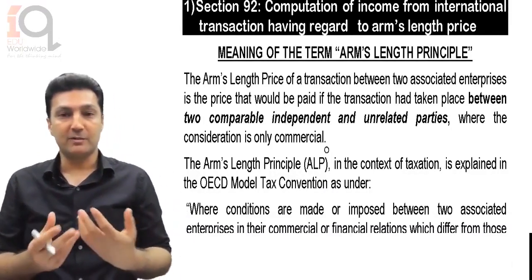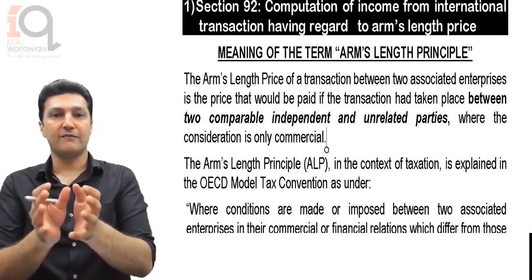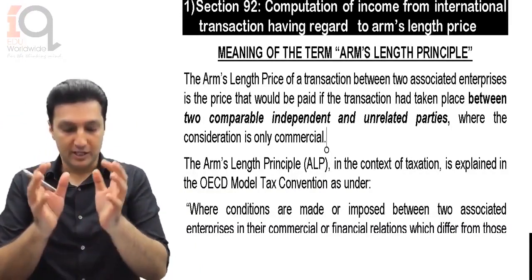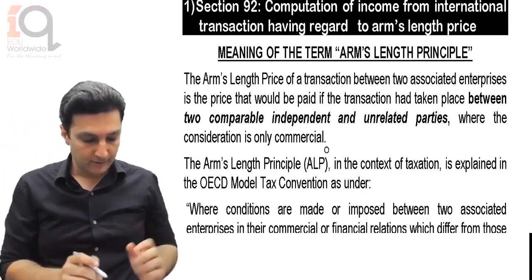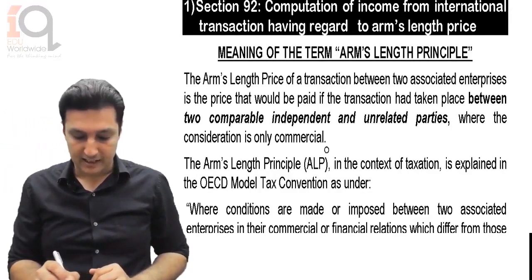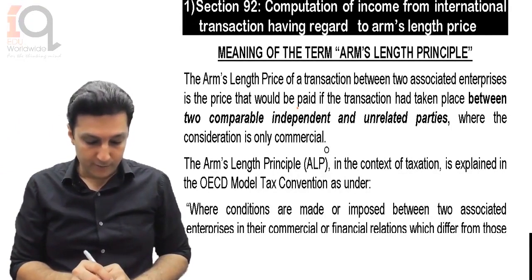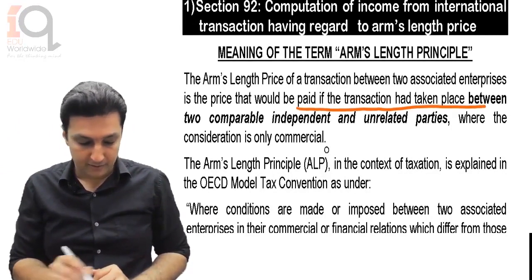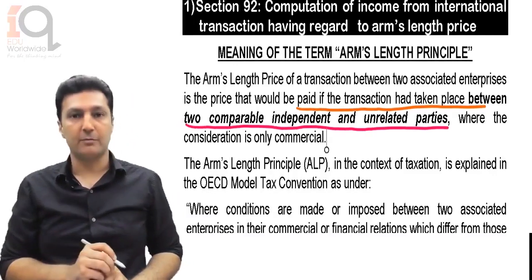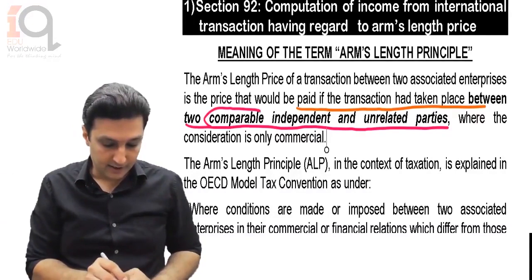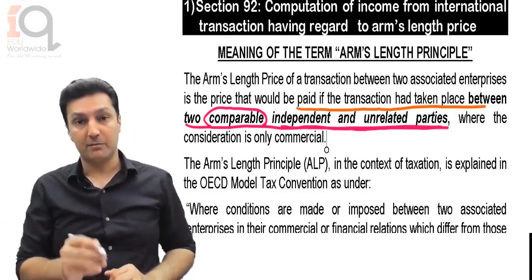So what is arm's length price? It is not going to be easy to determine. So it's not a hard and fast black and white formula. So let's just understand the concept first. From the OECD model, the arm's length price of a transaction between two associated enterprises is the price that would be paid if the transaction had taken place between two comparable, independent and unrelated parties. Now the words are comparable, independent and unrelated parties. Now comparable becomes an issue.